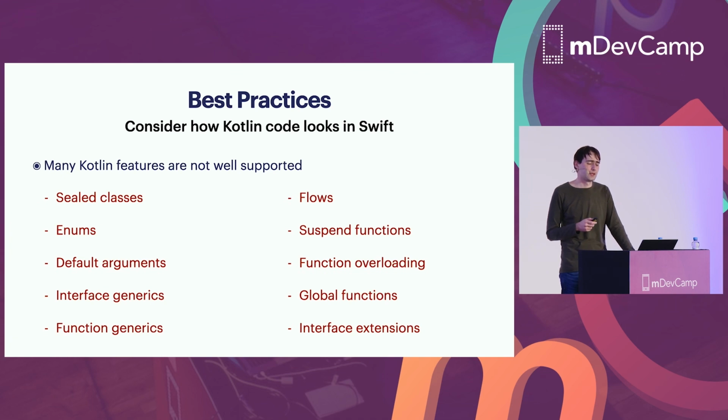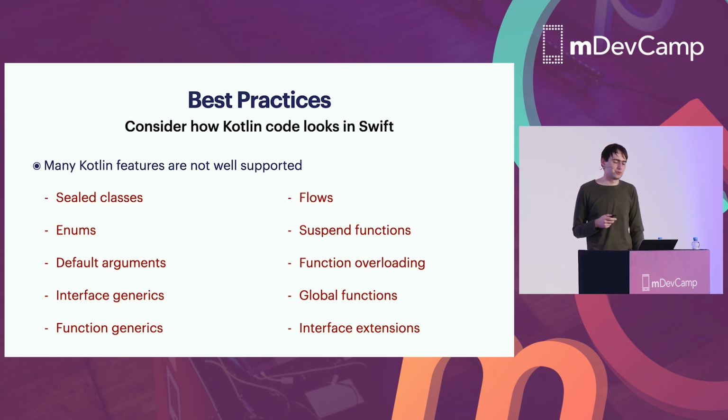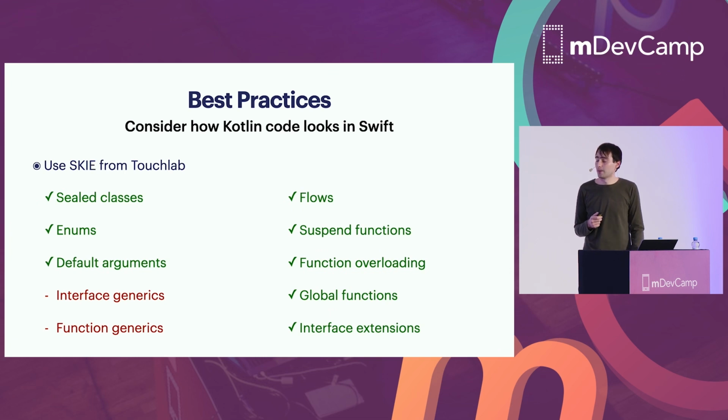So what to do with that? Many things. Second of all, you should consider how your Kotlin code looks in Swift and adjust your API accordingly. You should understand the limitations and ideally try to consume your Kotlin code from Swift so that you understand the pain of the other people. And first of all, the important thing is that you should use Skie from Touchlab, because that's a compiler plugin which significantly improves the interop. Not everything is supported, not everything can be supported, but you will be surprised how much easier your life will be with it.